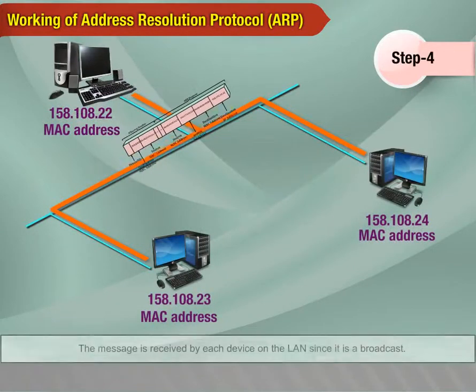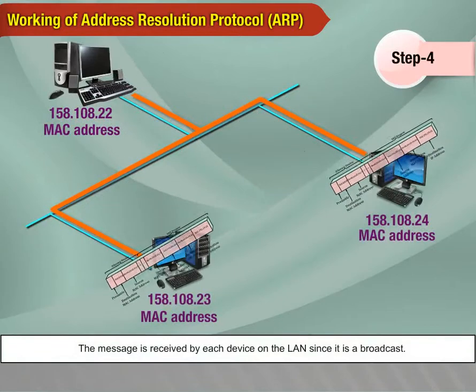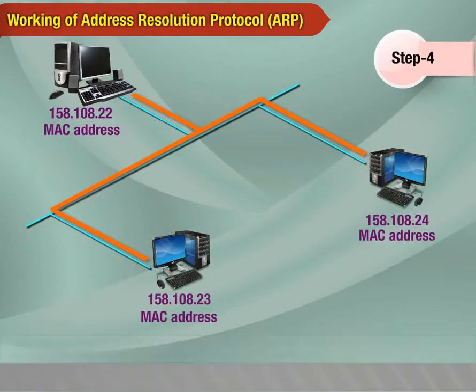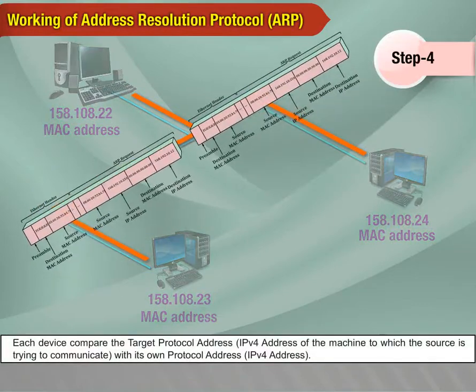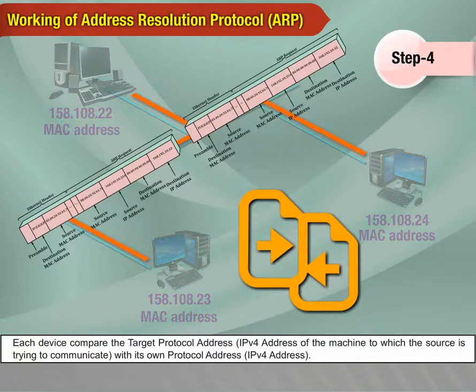Step 4. The message is received by each device on the LAN since it is a broadcast. Each device compares the target protocol address, that is the IPv4 address of the machine to which the source is trying to communicate, with its own protocol address, that is IPv4 address.